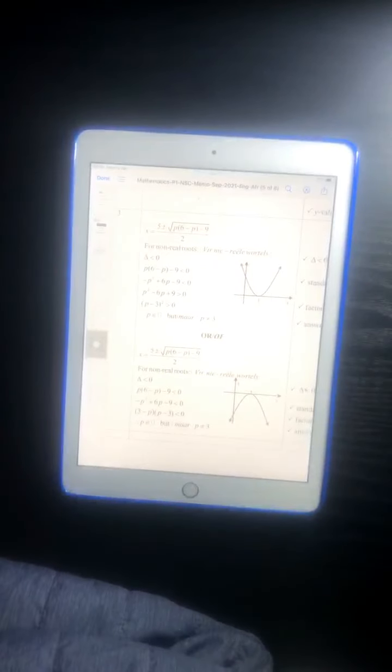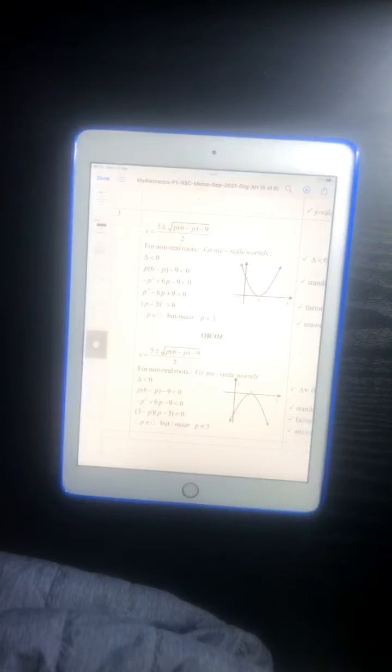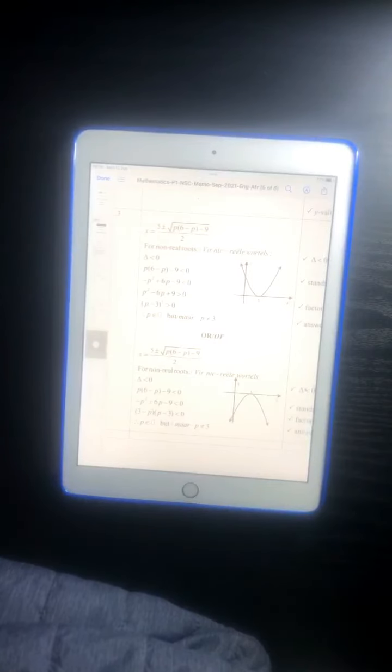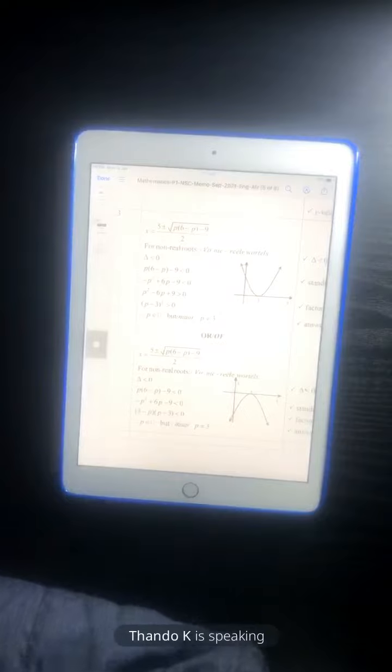So for non-real, that means delta is less than 0 there. It's less than. Yes, sir. Who said that? It was Tando, isn't it? You are the one who said it, isn't it? Yes, sir.